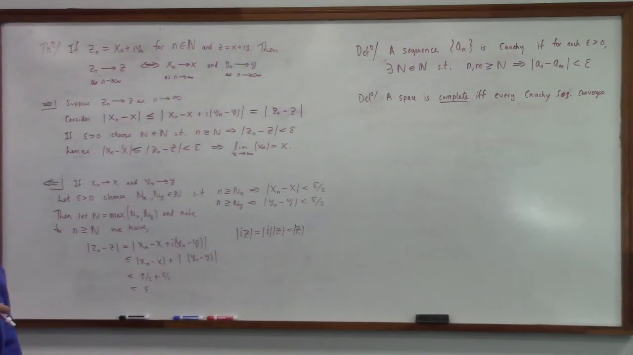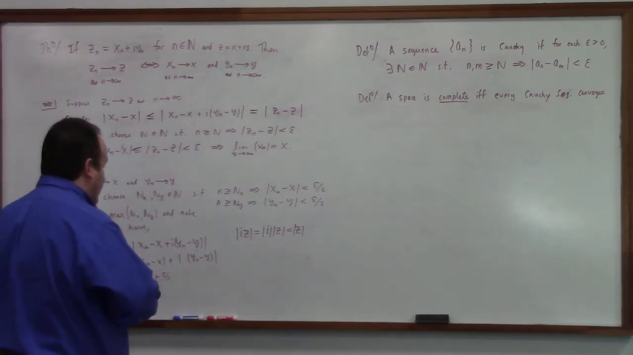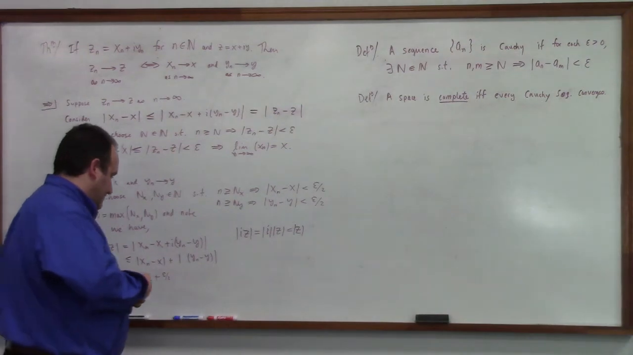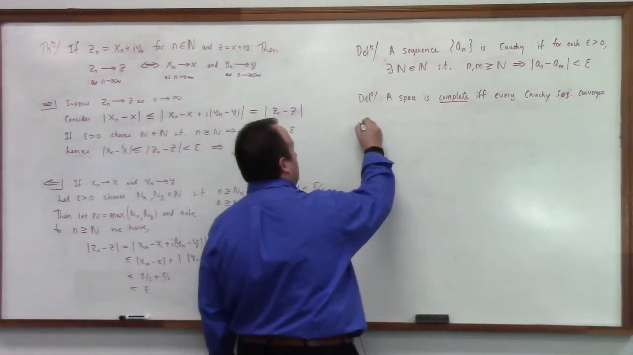All right. So it is always true that convergent implies Cauchy. But Cauchy implies convergent is only true in a complete space. Do you guys know an example of a space which is not complete? The standard example I give students is this.